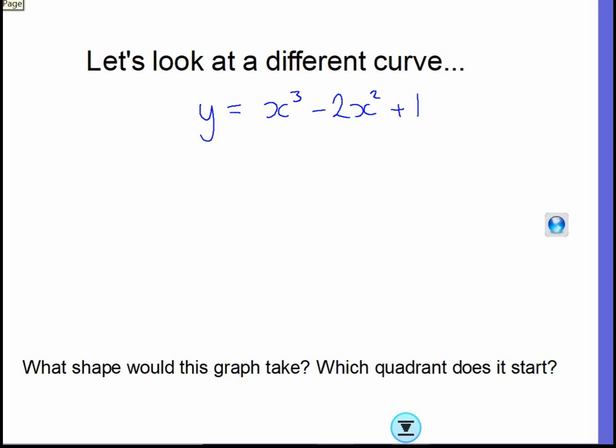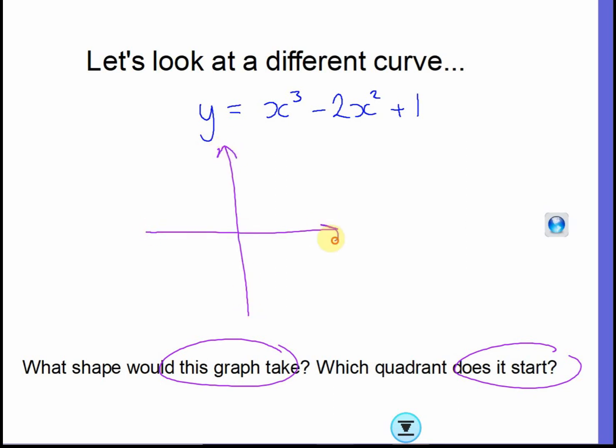You won't be able to tell me the level of information you could on the quadratics because that's the next stage in your journey in maths if you choose to take it. But what can you tell me? Can you tell me the quadrant where it starts and the shape that it would take? That's the important bit.